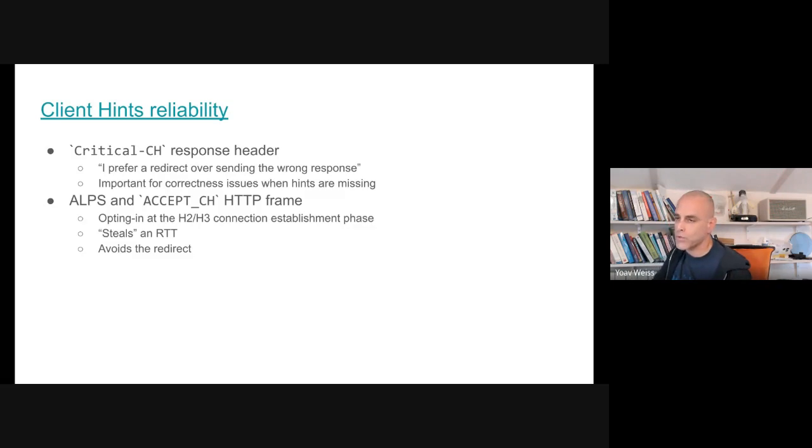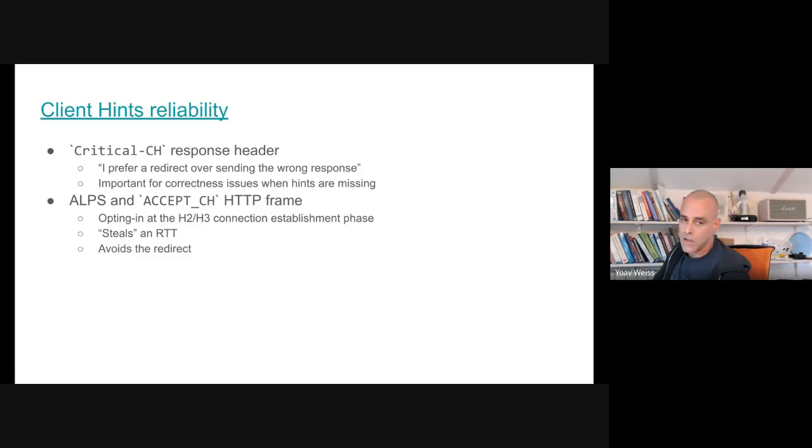Then, in order to resolve the very first request issue, we have a related proposal called Client Hints Reliability, where we have a parallel critical-CH response header that essentially says the origin prefers a redirect over getting the response wrong. That is unimportant for optimization purposes, but it is important for correctness issues, for example with the user agent bits, where servers can send the wrong content. If they get it wrong, they want to avoid correctness issues even at the price of a redirect.